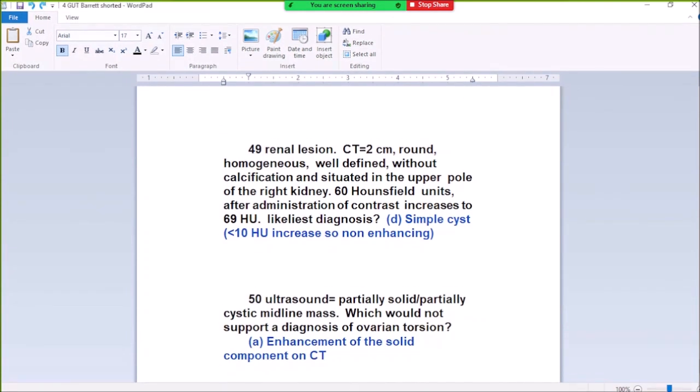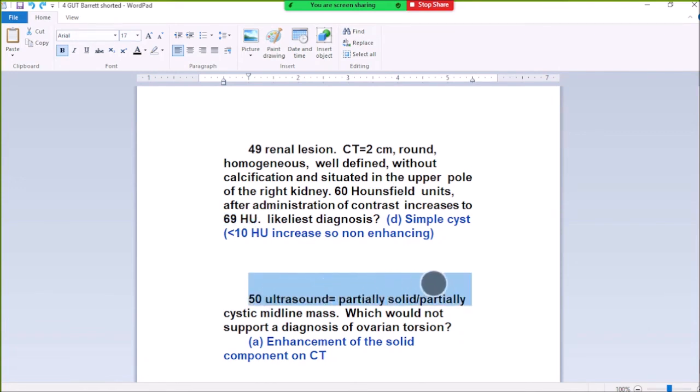49. Renal lesion, CT shows 2 cm round homogeneous, well defined lesion without calcification, situated in the upper pole of the right kidney. It is 60 Hounsfield units before contrast and increases to 69 HU after contrast, likely diagnosis: simple cyst, because it shows less than 10 HU increase, so it is non-enhancing and it is a simple renal cyst.